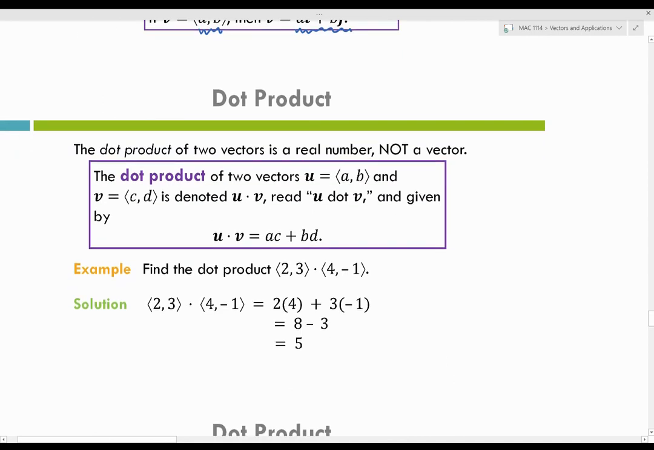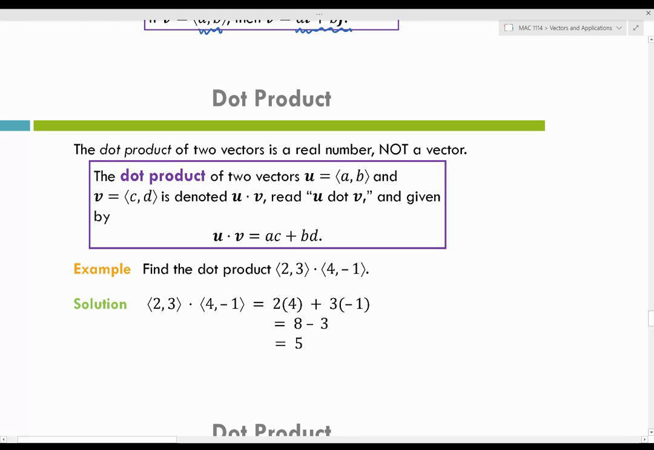Let's look at the dot product. Earlier we looked at operations on vectors, and we could add vectors together, subtract them from each other, and multiply them by a scalar, but we didn't talk about what happens when you multiply two vectors together. That is when you get the dot product. The dot product of two vectors becomes a real number, not another vector. So be careful about that. When we added two vectors, our result was a vector. When we subtracted vectors, our result was another vector. When you multiply, you do not get another vector back. You get a real number. So be careful with that.